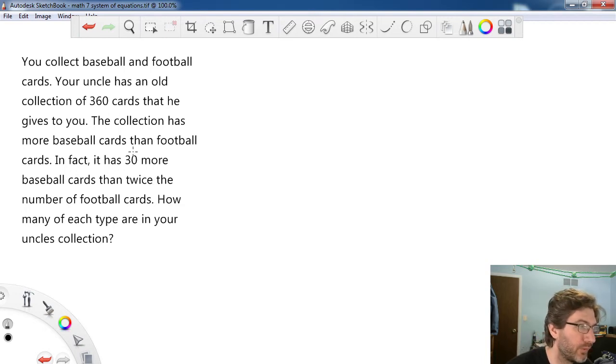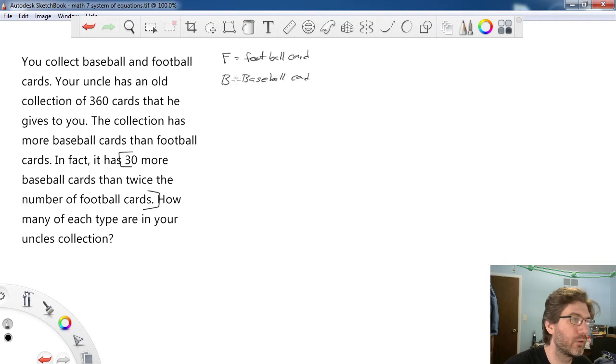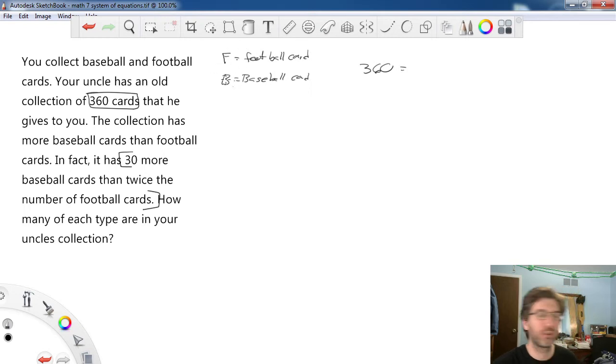So this is an important sentence. That's going to give us one equation, but our first equation, we're going to define variables. F we'll say is a football card. And we'll say, what's the other one? Baseball. B is a baseball card. We know, based off of this, that 360 has to equal however many football cards you have plus however many baseball cards you have. So it's a combination of football plus baseball cards.